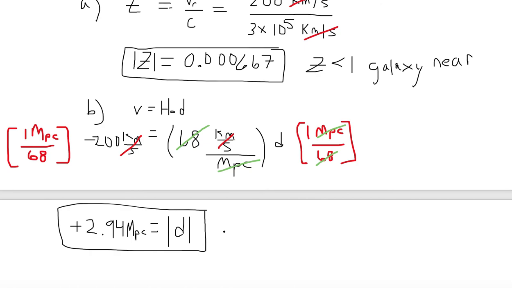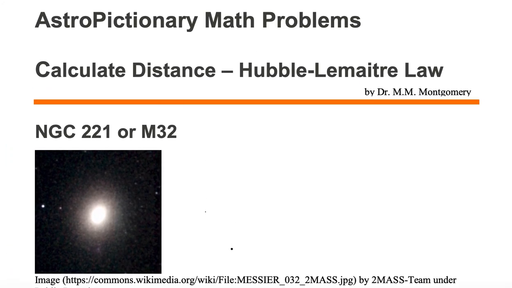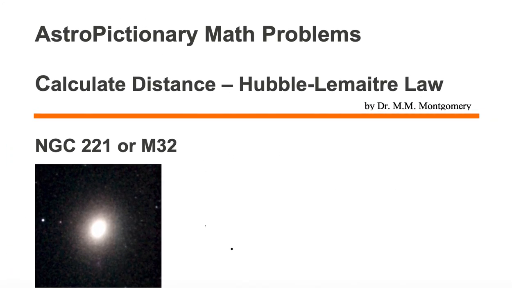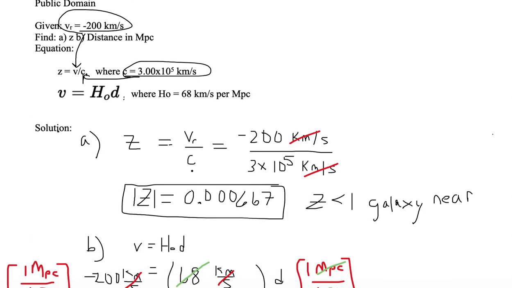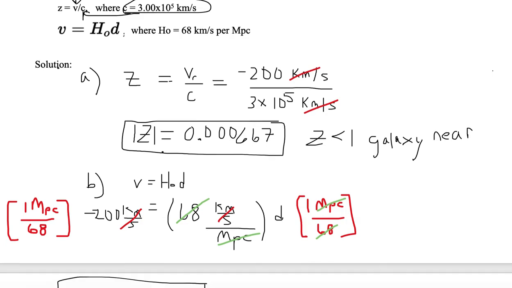In reality, this galaxy is only located at about 3/4 of a megaparsec. We're off by, what, 4 times using this particular method for finding the distance to a galaxy. You can use the Hubble-Lemaitre law, but it's best to use it for a faraway galaxy. And you determine whether it's far away or nearby by determining its z value.